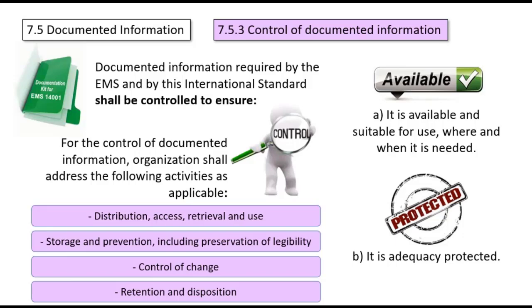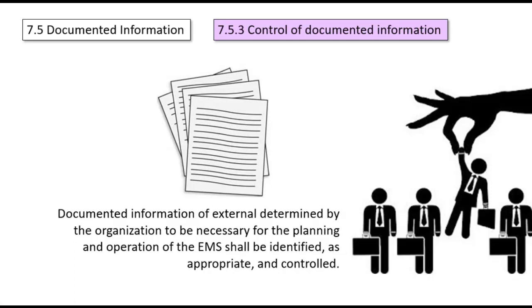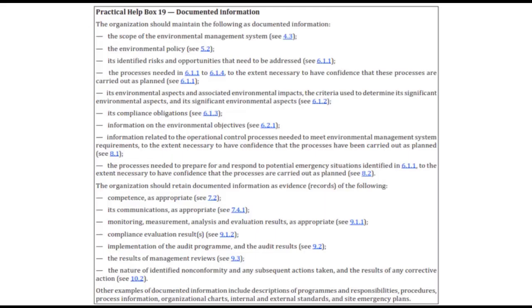For the control of documented information, the organization shall address the following activities, as applicable: distribution, access, retrieval and use; storage and preservation, including preservation of legibility; control of changes; retention and disposition. Documented information of external origin determined by the organization to be necessary for the planning and operation of the EMS shall be identified as appropriate and controlled. So here, if you refer to ISO 14004, it will explain what the documented information required under ISO 14001 is.